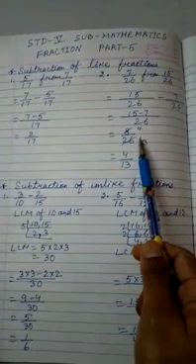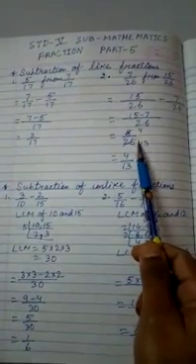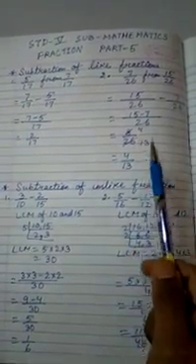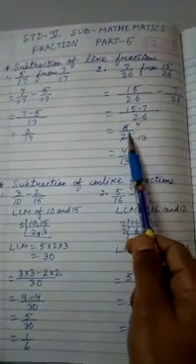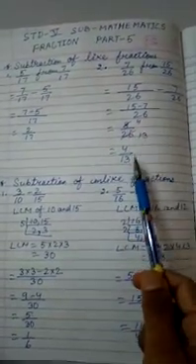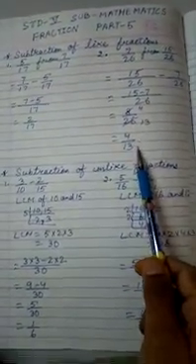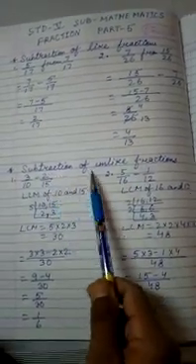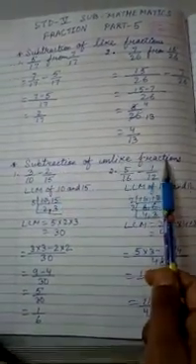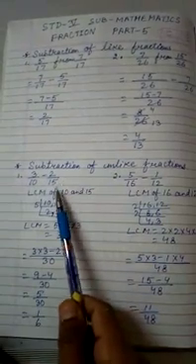So you have to check whether the result is in improper fraction, convert into mixed. If not in lowest term, you have to convert into lowest term. Now subtraction of unlike fractions. As I told, the concept remains the same.